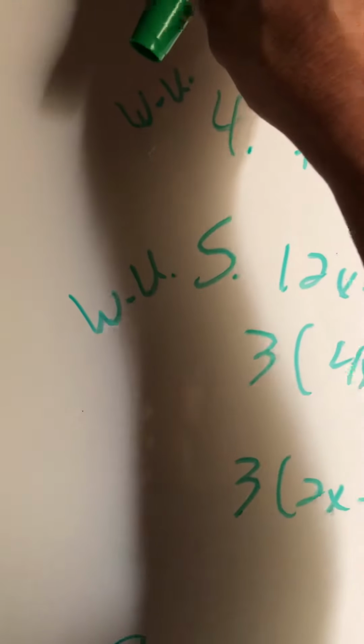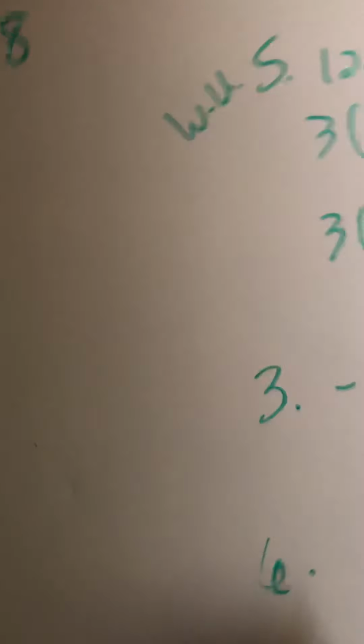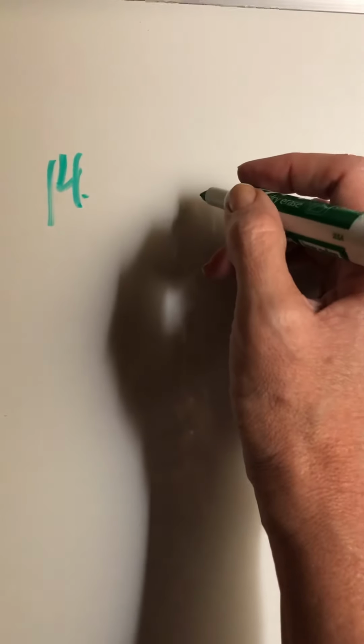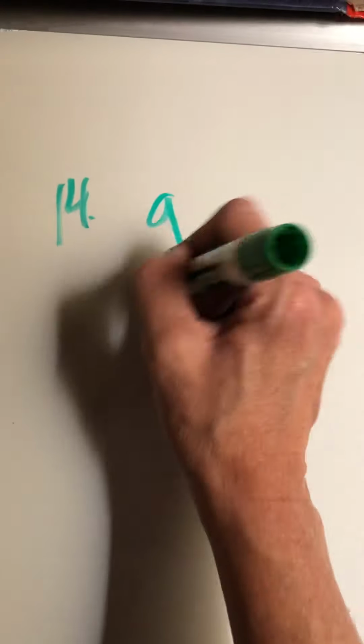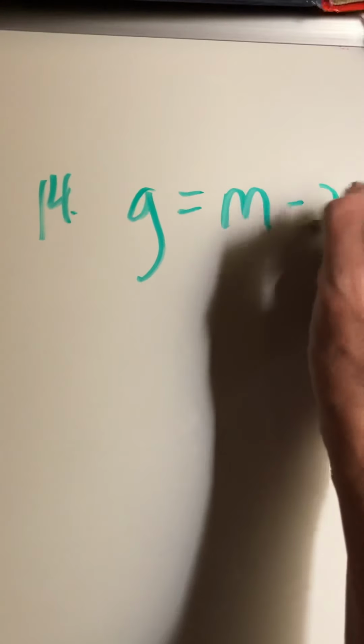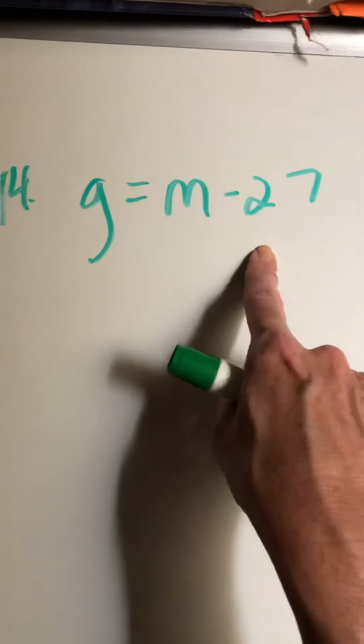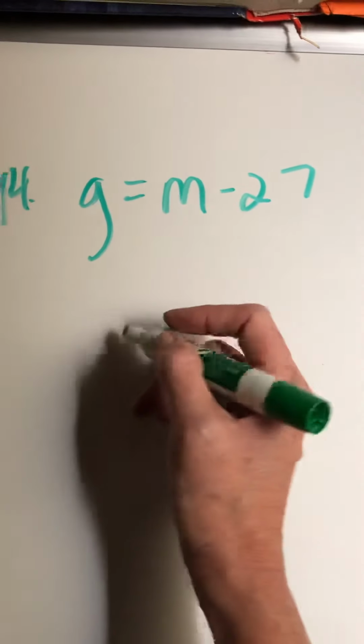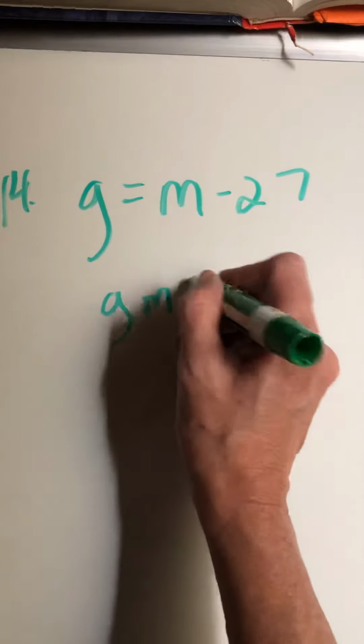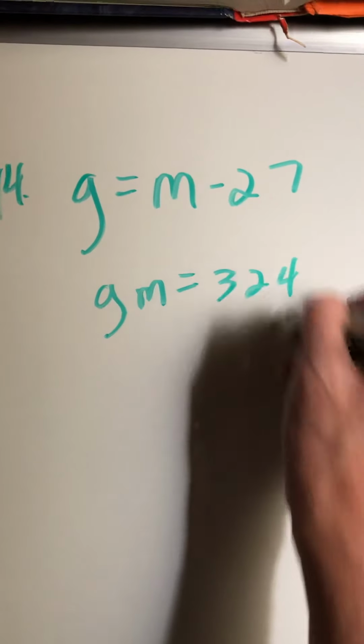Then you're skipping to number 13, which is just doing inverse operations. It's the stuff we did today. Then on number 14, I want to set it up for you, and then you finish it from there. So on 14, we've got a girl who is 27 years younger than her mother, and her mother is M. So the girl is M minus 27. The product of their ages, so G times M, is 324.